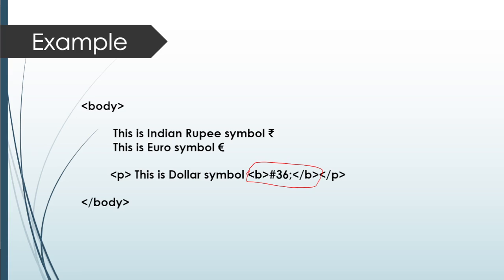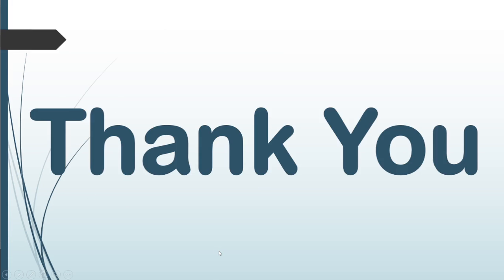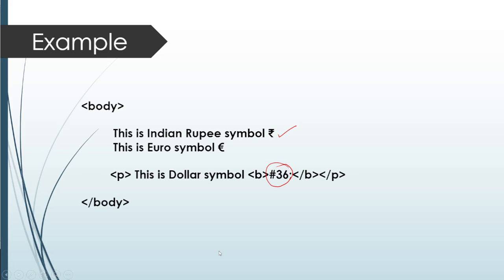Now I have added one example here. As you can see in the first statement, I have written this is the Indian rupee symbol. If you want to use this rupee symbol on your web page, you can use its code. And in statement 3, this is the dollar symbol, and here I have not added a dollar symbol. I have written a particular code here. This is the symbol for dollar. Now let's move to the practical section.